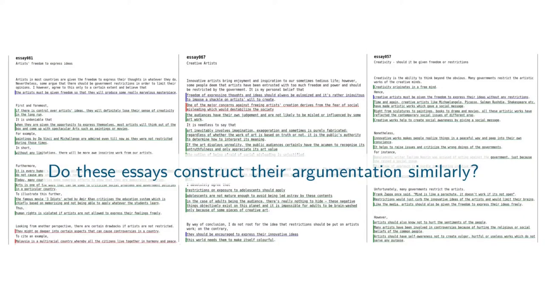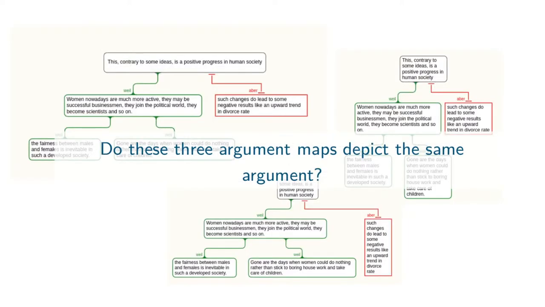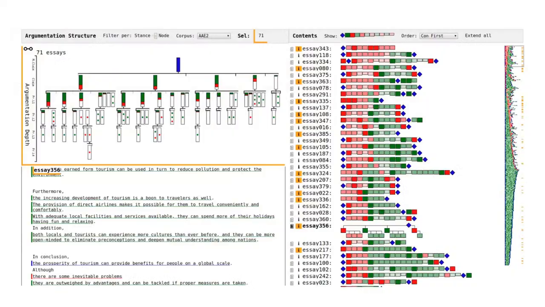Do these three essays construct their argumentation similarly? Where in this table of argumentation data from the previously seen texts can I find certain argumentation patterns? Do these three argument maps depict the same argument? We have developed a visual analysis system for argumentation in essays that can answer these questions at a glance.